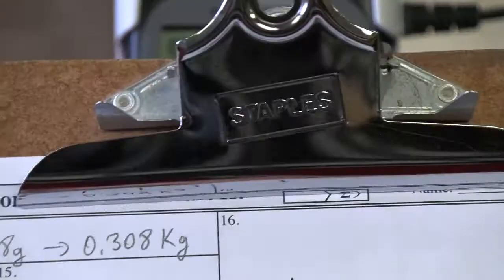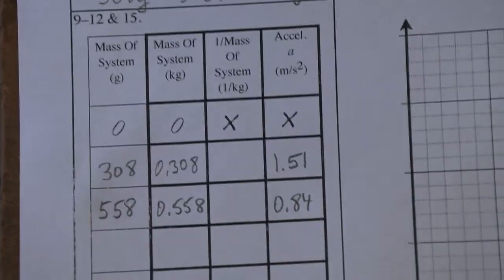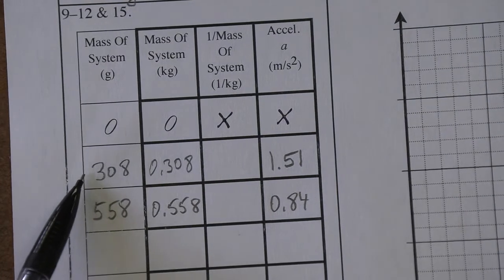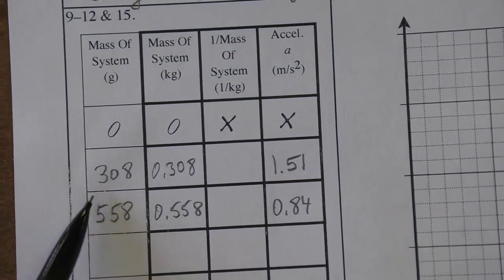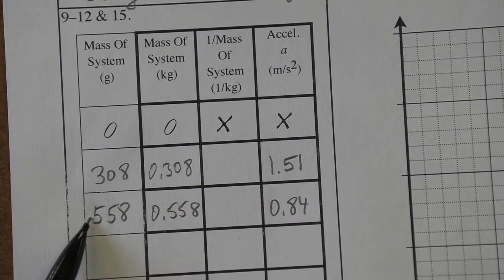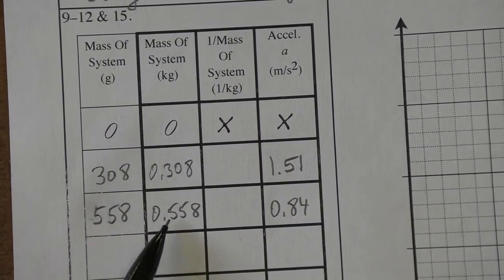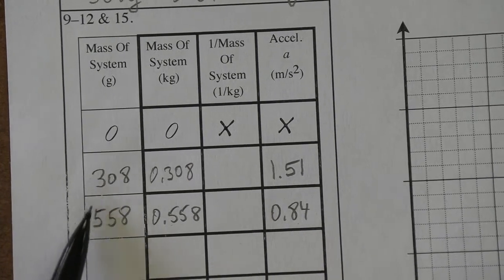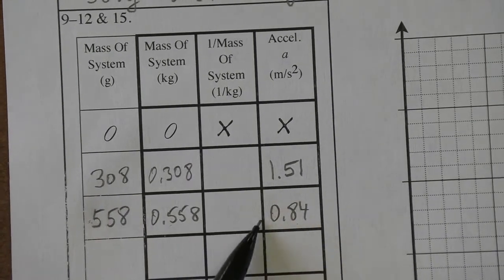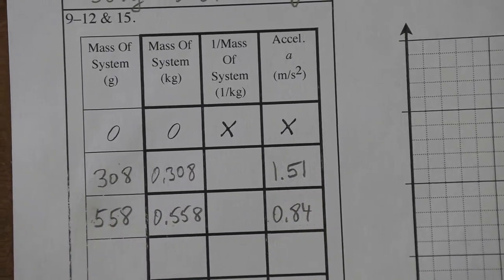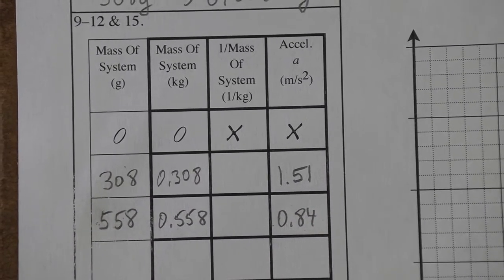So again, this is my data. You're going to get your own, but what I did here, as you saw, I took 308 and I added 250 to it. That's how you get that number. Convert to kilograms, measure the acceleration from the motion detector. Notice we have more mass, and indeed we saw less acceleration. More mass, less acceleration. That's the other part of Newton's second law.